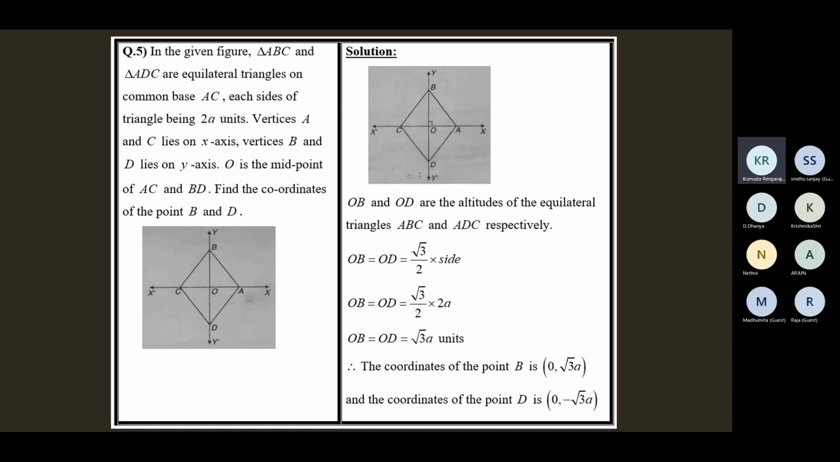What have I done here? OB and OD are the altitudes of the equilateral triangles, so root 3 by 2 into side. So you already have this answer, right? I showed you this yesterday, in the last class, correct? You have this answer, right?